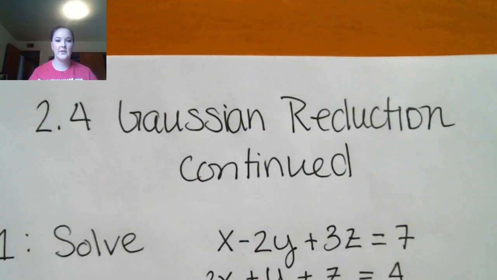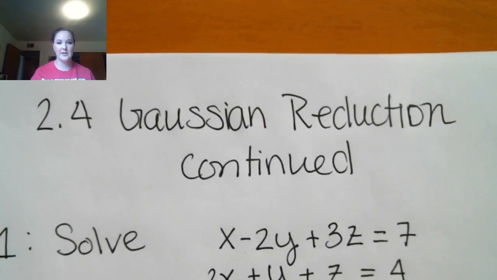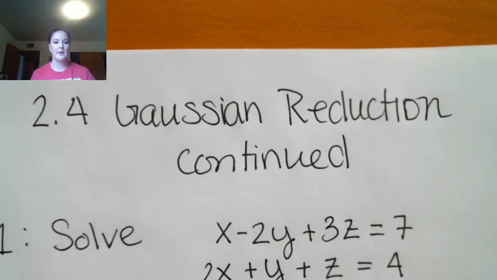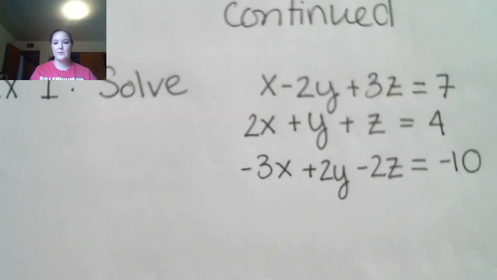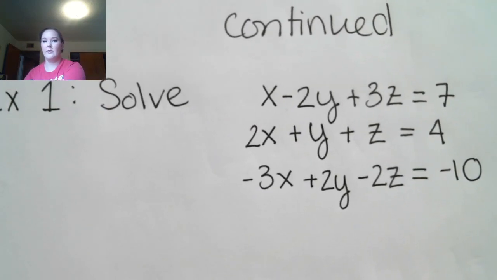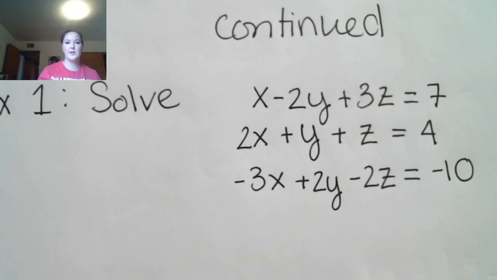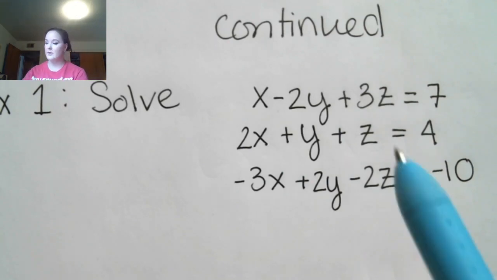Hi everybody, so in this video we're going to keep talking about Gaussian reduction. We're going to do one more example of just solving a system using Gaussian reduction, and then we're going to do some application problems. Okay, so this is our problem where we're going to use Gaussian reduction to solve. Okay, so here's our system of three equations with three variables.